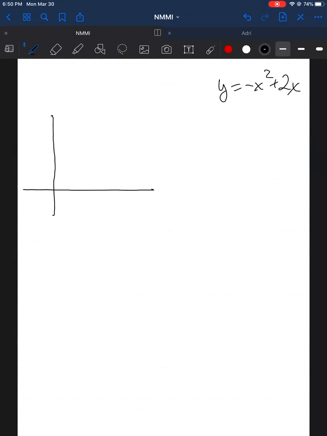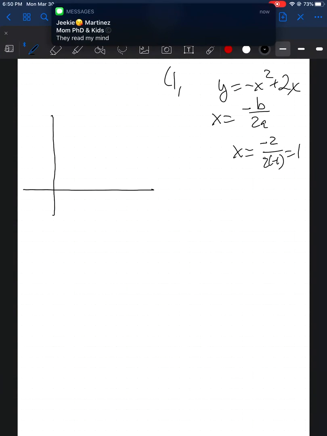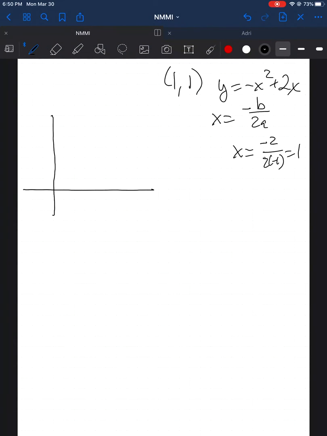Remember, we can always find the vertex by taking the x value of the vertex is minus b over 2a. So that would be negative 2 over 2 times negative 1. Negative 2 over negative 2. So the x value of the vertex is 1. And if we plug in 1 here, we get negative 1 plus 2, which is positive 1. So the vertex of this parabola, I'm going to say that that's 1 and this is 1 so we can see it a little bit better. Here's the parabola that we're talking about.